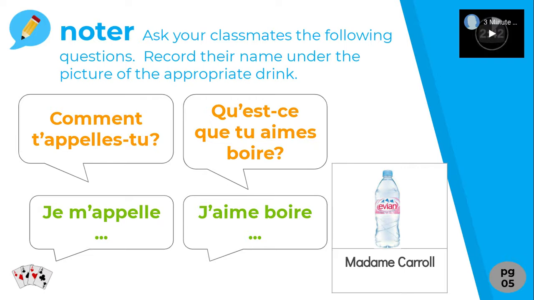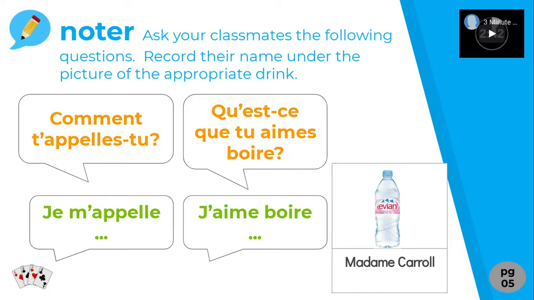Répétez. Comment t'appelles-tu? Je m'appelle Madame C. Qu'est-ce que tu aimes boire? J'aime boire de l'eau minérale. And then you're going to find the picture of the water, and under that, you're going to write Madame C.